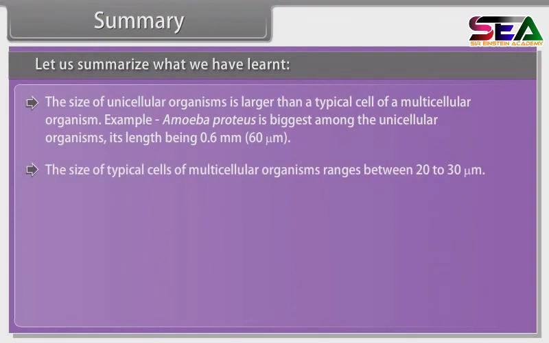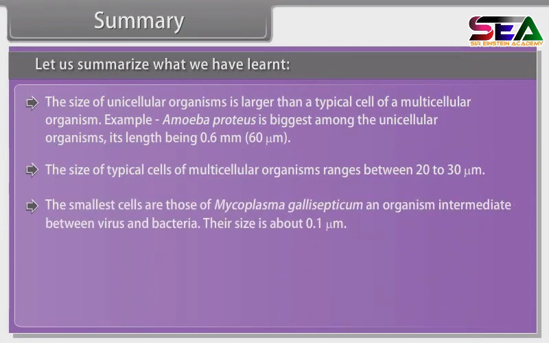The size of typical cells of multicellular organisms ranges between 20 to 30 micrometer. The smallest cells are those of Mycoplasma gallisepticum, an organism intermediate between virus and bacteria. Their size is about 0.1 micrometer.